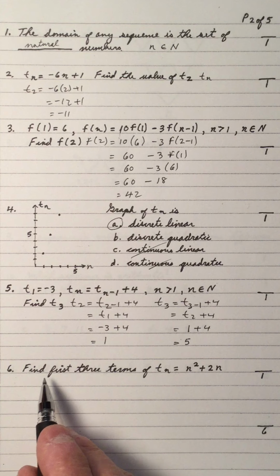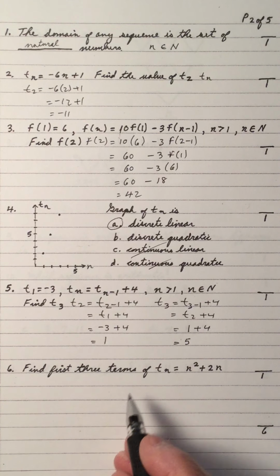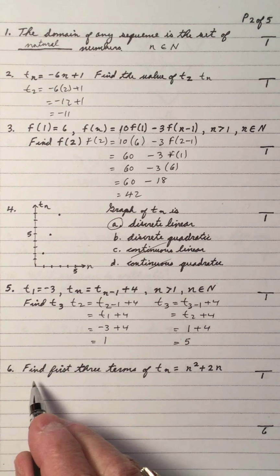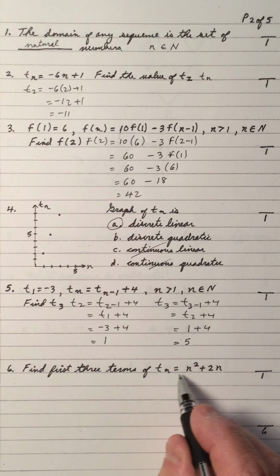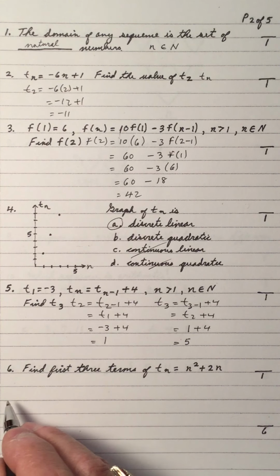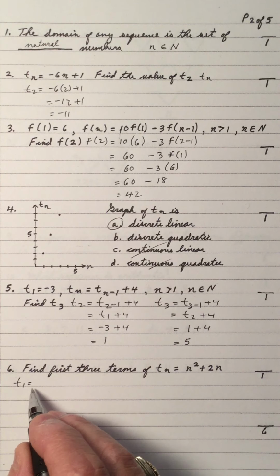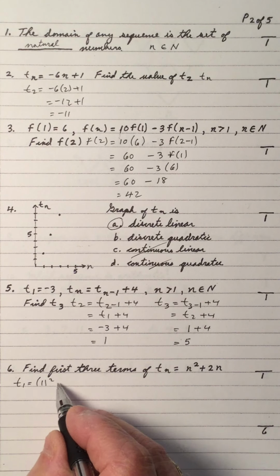Number 6, don't forget, pause the video and work these out before I do to see if you understand what you're doing. If you don't, look back at the previous videos and review them again. Find the first 3 terms of Tn equals n squared plus 2n. So the first 3 terms are T1, and that means n is 1. So we put a 1 in the expression.